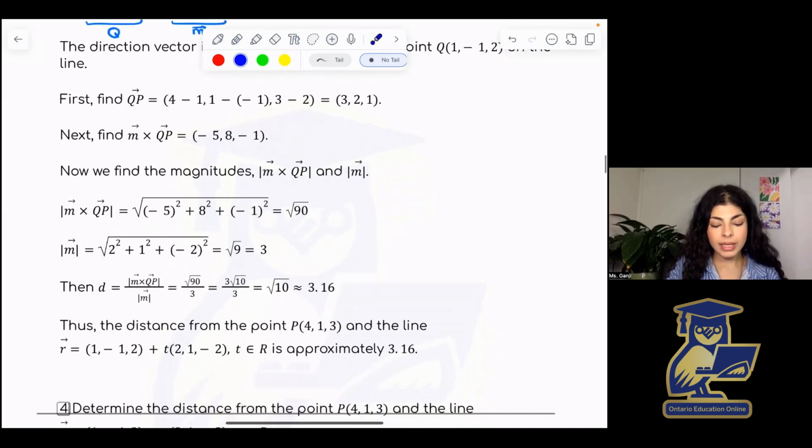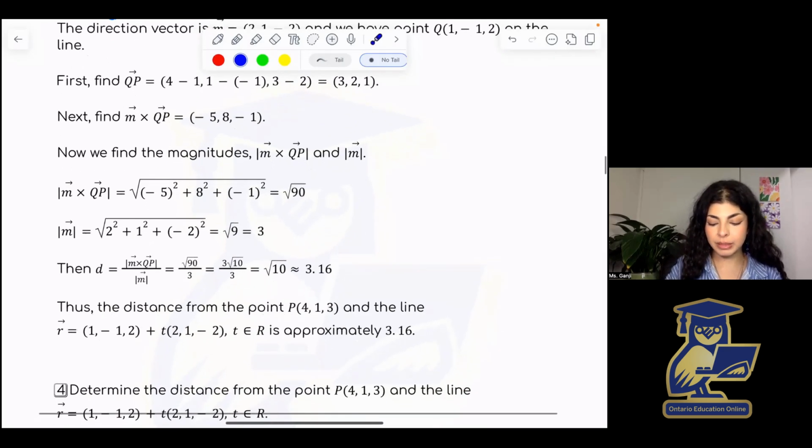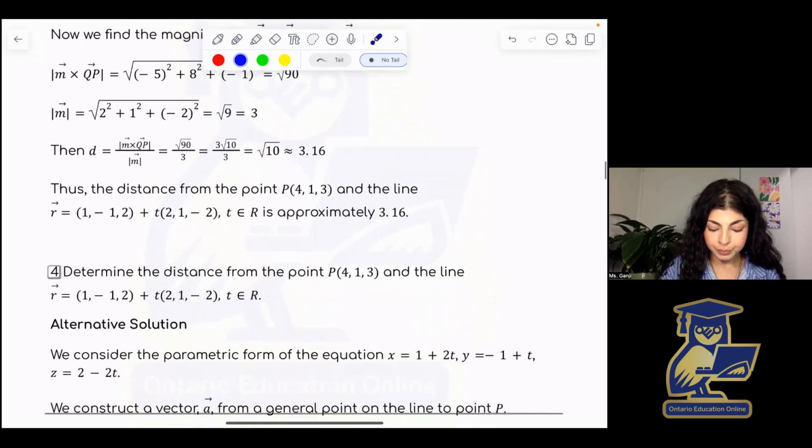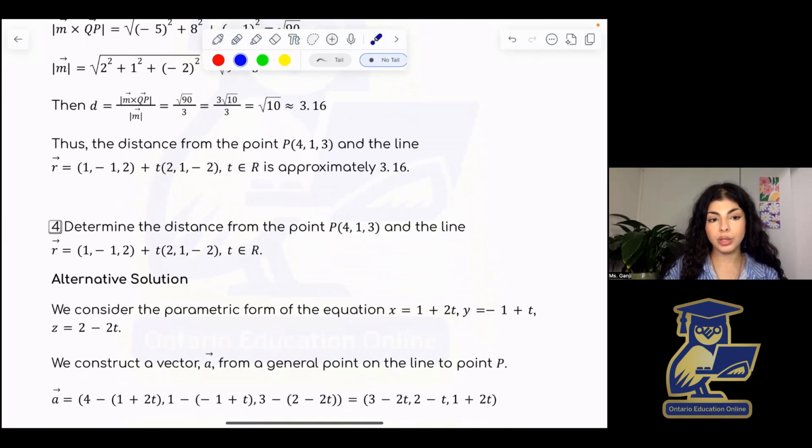So then d is just square root of 90 divided by 3, and this is square root of 10, or approximately 3.16. So then the distance from this point to this line is approximately 3.16. Now, I'm going to show you one alternative solution for this one as well.